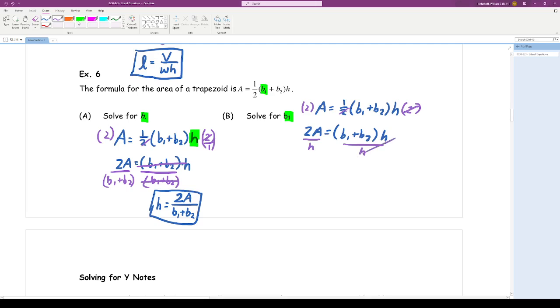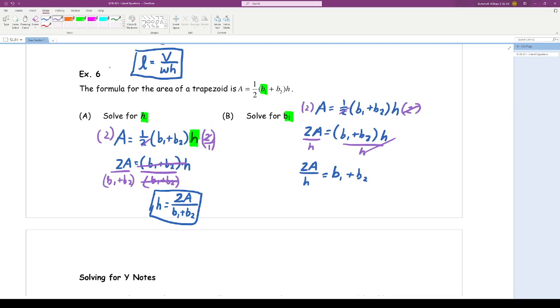That cancels here. And we can rewrite this again as 2A divided by h equals, and now since this h times these is gone, these are freed from their parentheses. So there's no need for them to be contained anymore because they're not being multiplied by something as a distribution. So we're going to just put b1 plus b2, and now those are free.